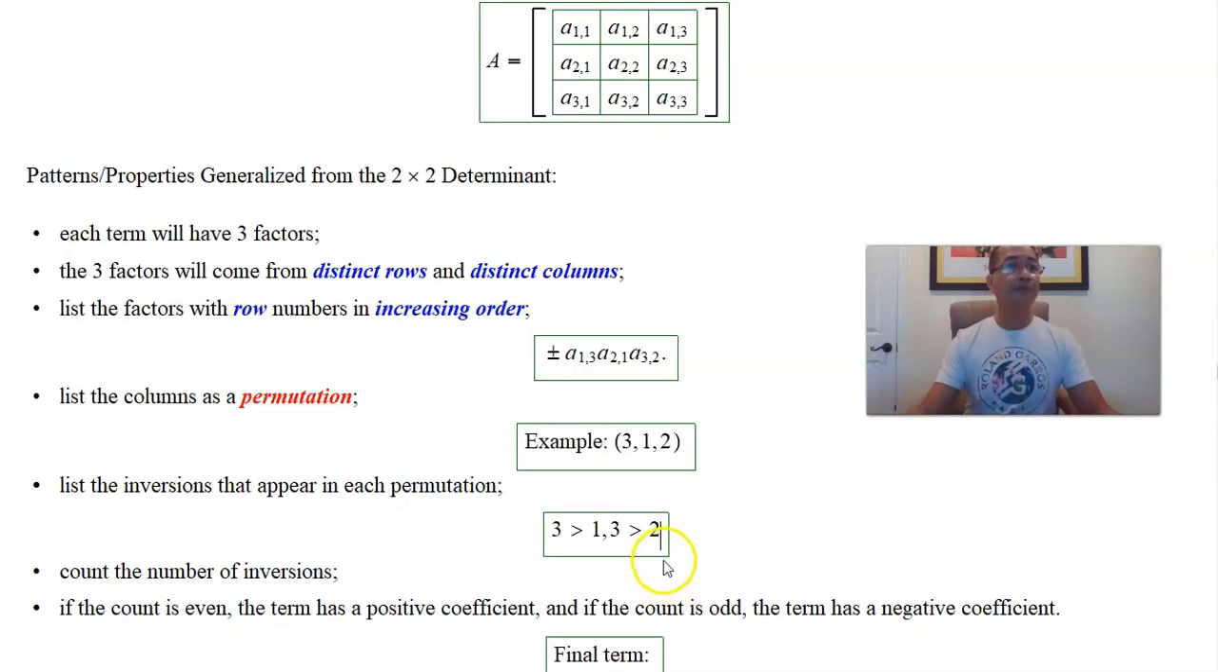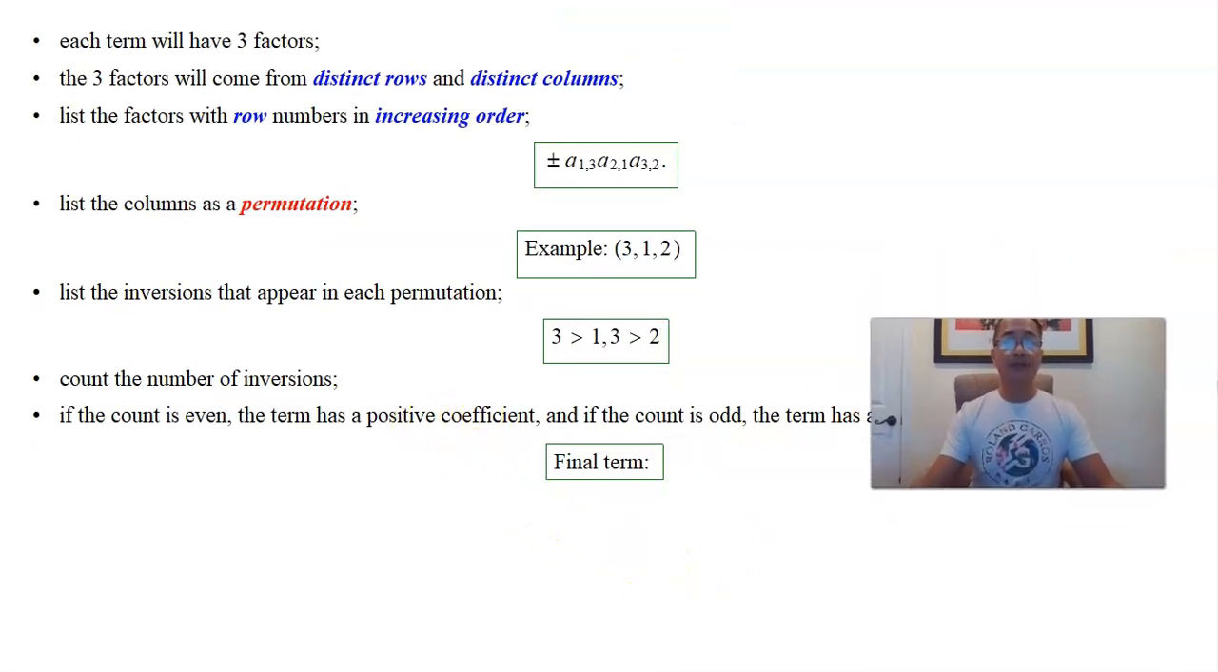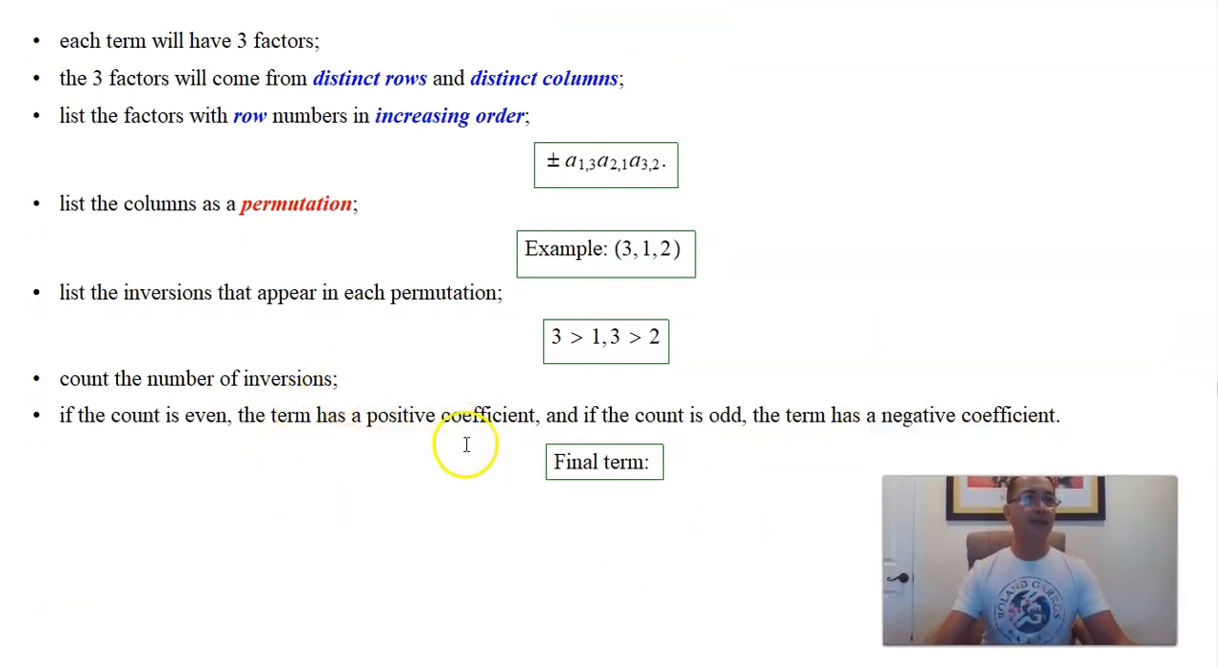Okay, so now, what are we going to do with these inversions? We're going to count them. Okay, so obviously there are just 2 inversions in that permutation. Okay, so what is this going to do to the formula? If the count is even, that term will have a positive coefficient in the determinant formula. If the count is odd, the term will have a negative coefficient. So our final term is just going to be A13, A21, A32, contributing positively.